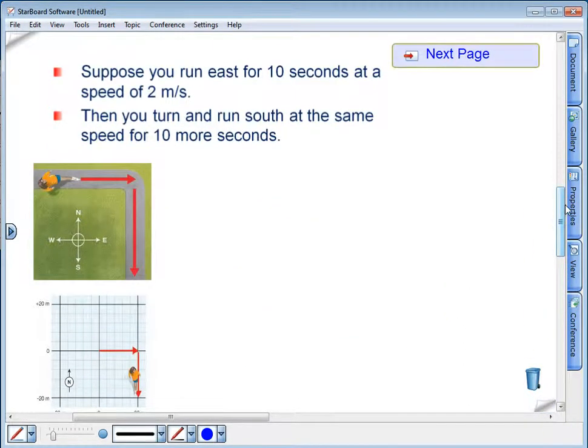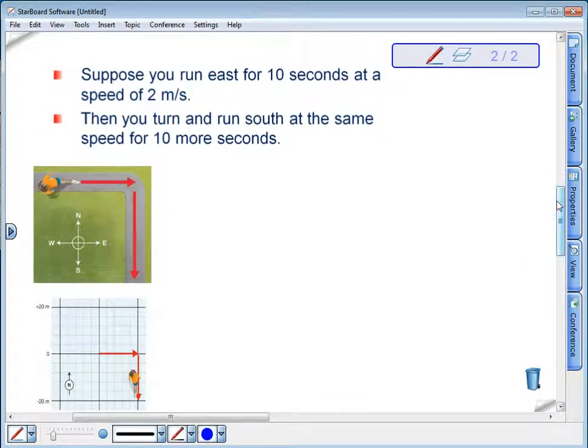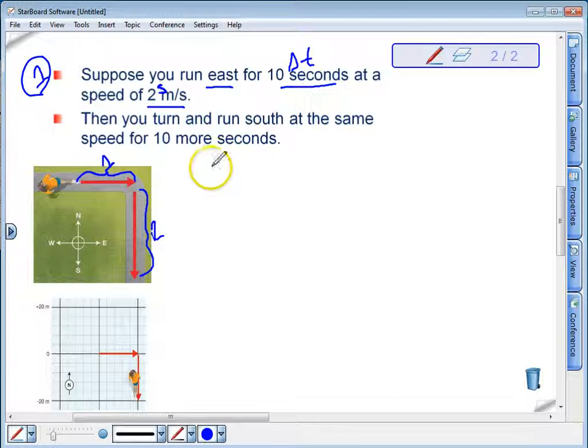We can use this for people walking around, cars, buses, other kinds of things that we want to keep track of. The thing is that if you change directions, you're going to need to calculate your displacement for each separate leg. So this would be like part 1 of your motion, motion 1, and here would be motion 2. Okay, so for 1, I'm going east, that's my direction, for 10 seconds, that's change in time, at a speed of 2 meters per second. So my velocity is 2 meters per second east.